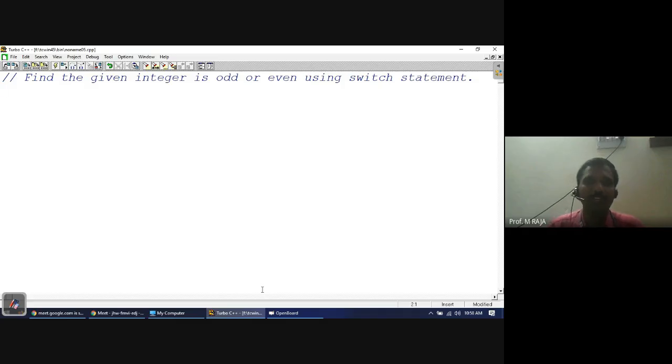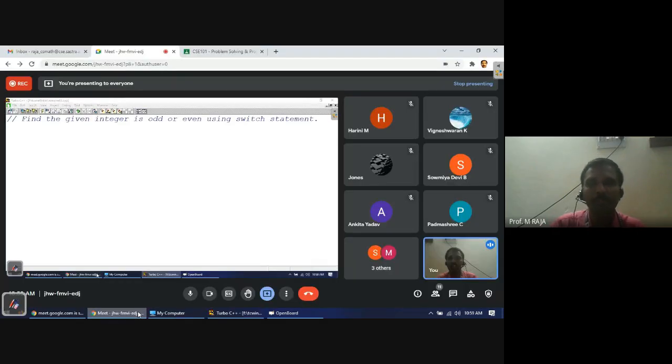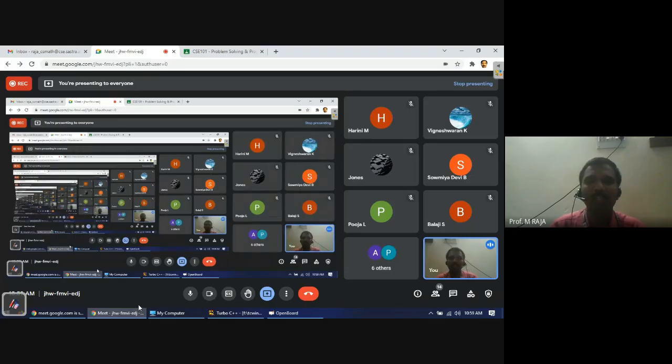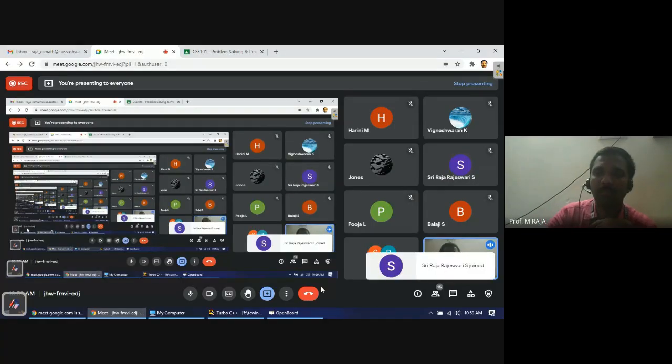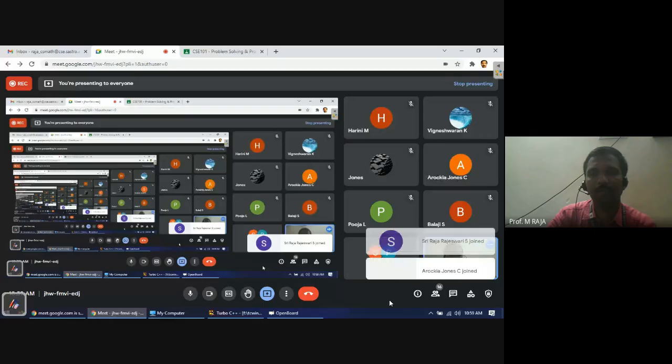To check if the given integer is odd or even, we can simply use the if statement, an if conditional test. If n mod 2 is equal to 0, we conclude that the given integer is even. If n mod 2 is not equal to 0, then the given integer is odd. That is one way to check if the given integer is odd or even using an if else statement.